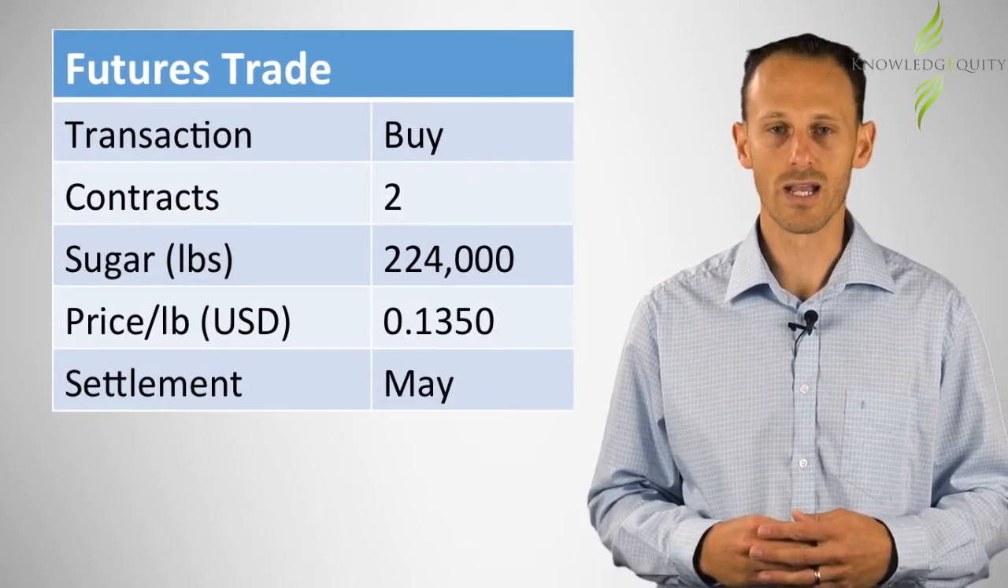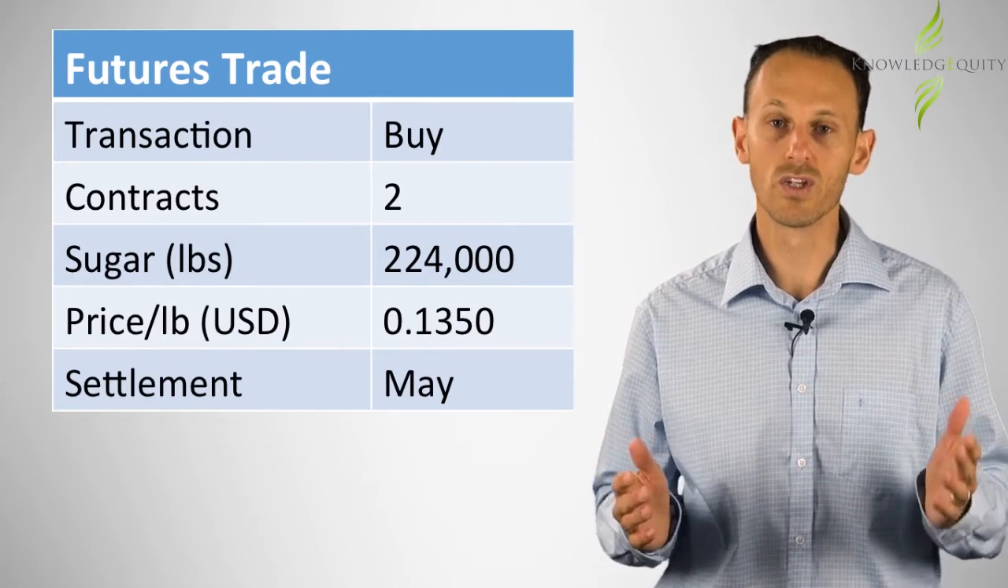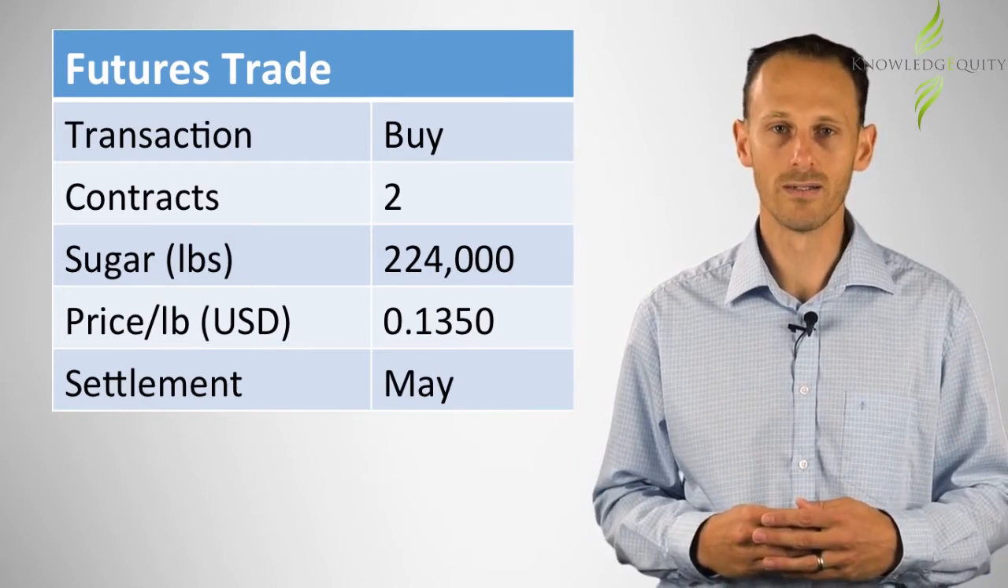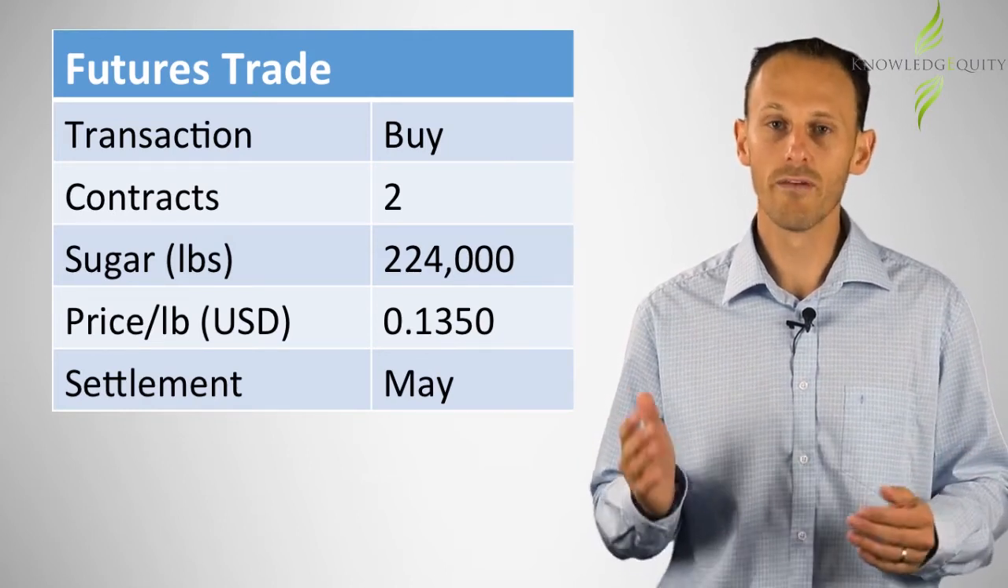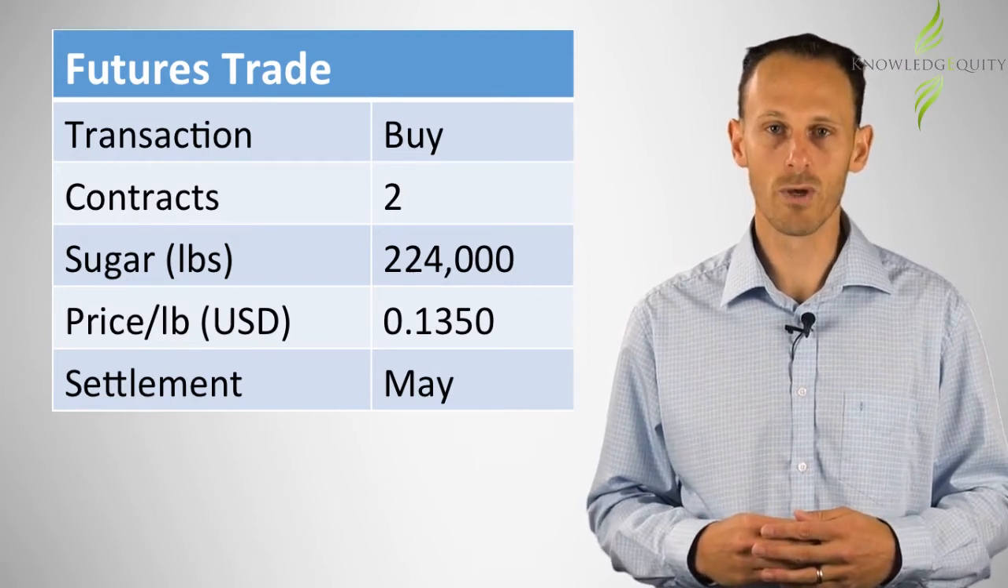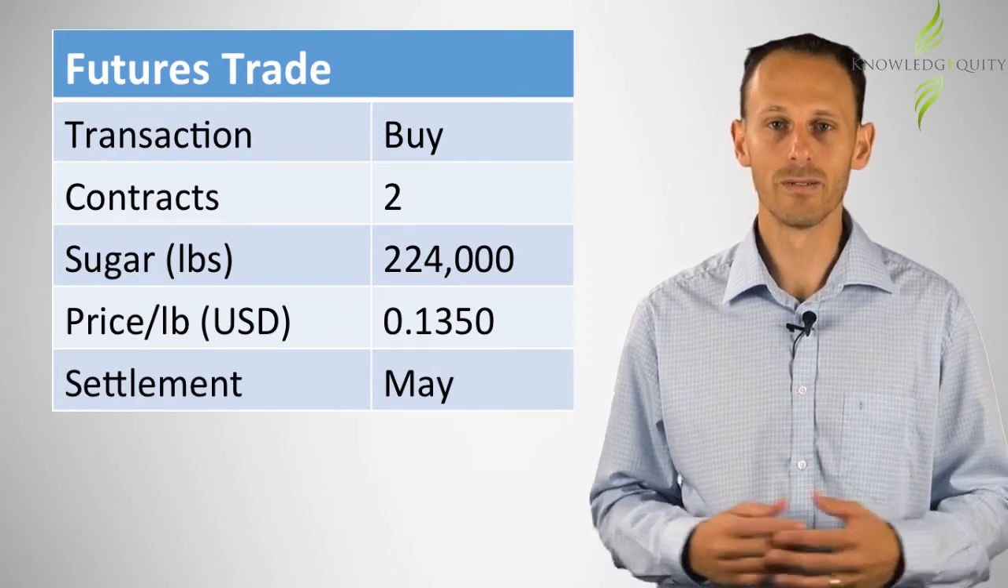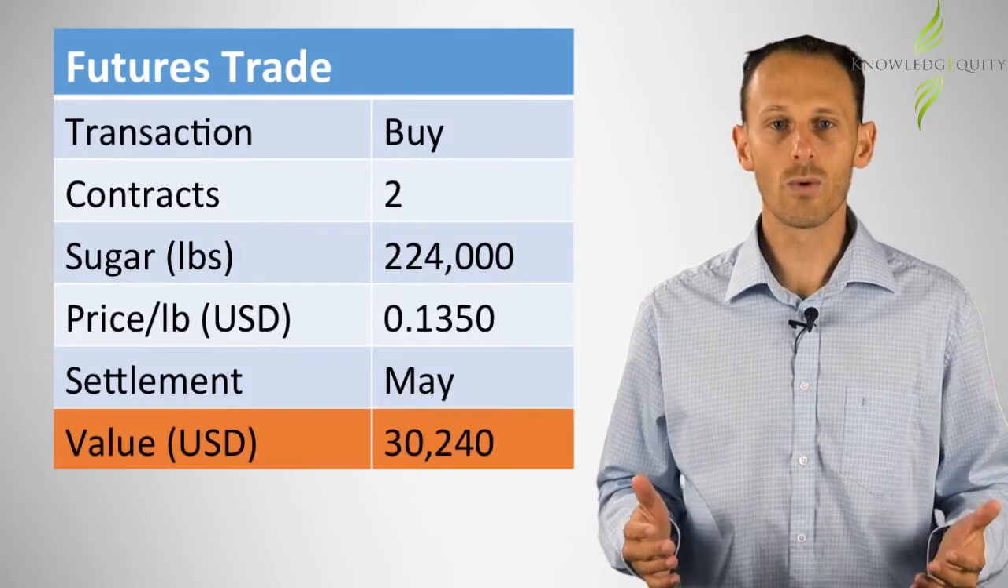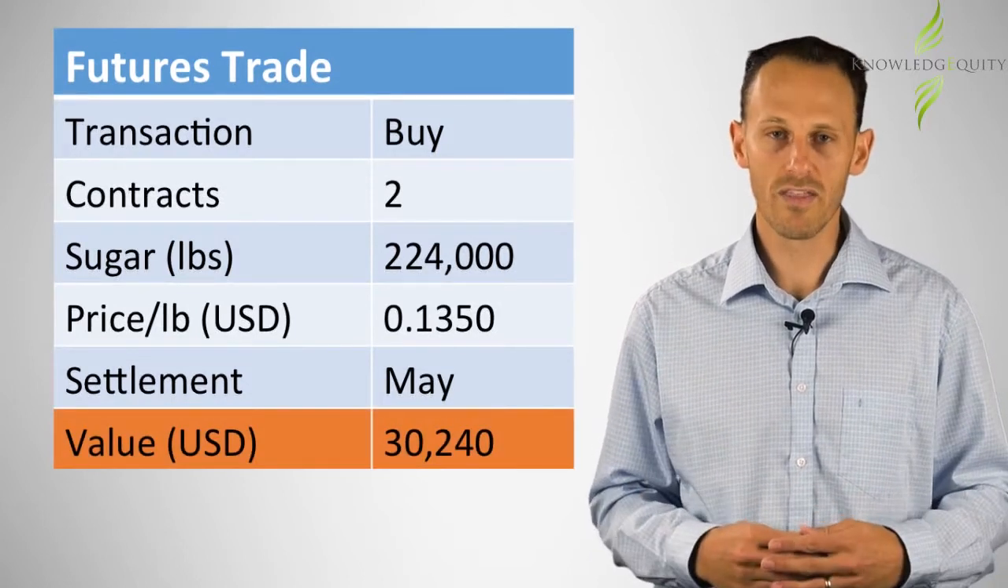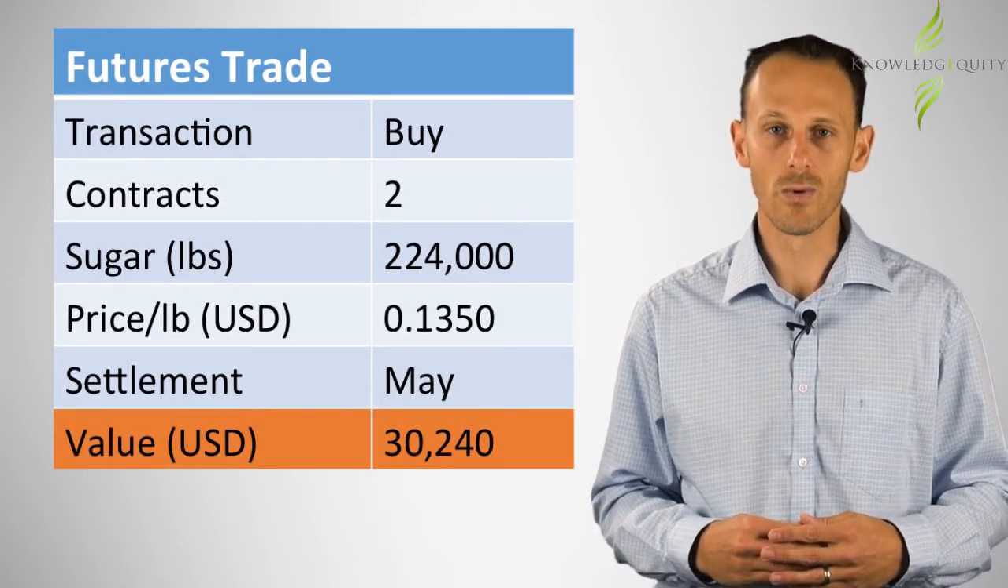The chocolate manufacturer could buy 2 futures contracts for a total of 224,000 pounds of sugar and lock in a price of 13.5 US cents per pound for a May settlement. This equates to a buy price of 30,240 US dollars. Note that this amount is not paid in full upfront.